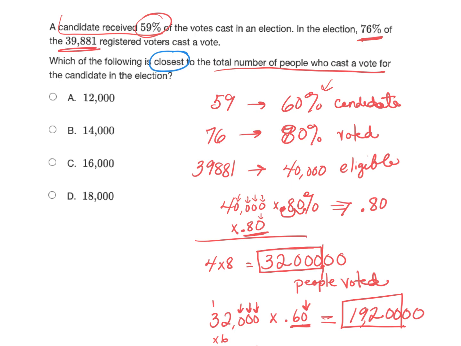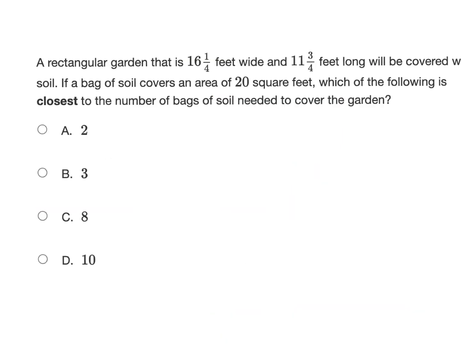Okay, so which one comes the closest? Well, the closest number to 19,000 is actually 18,000. Sorry.